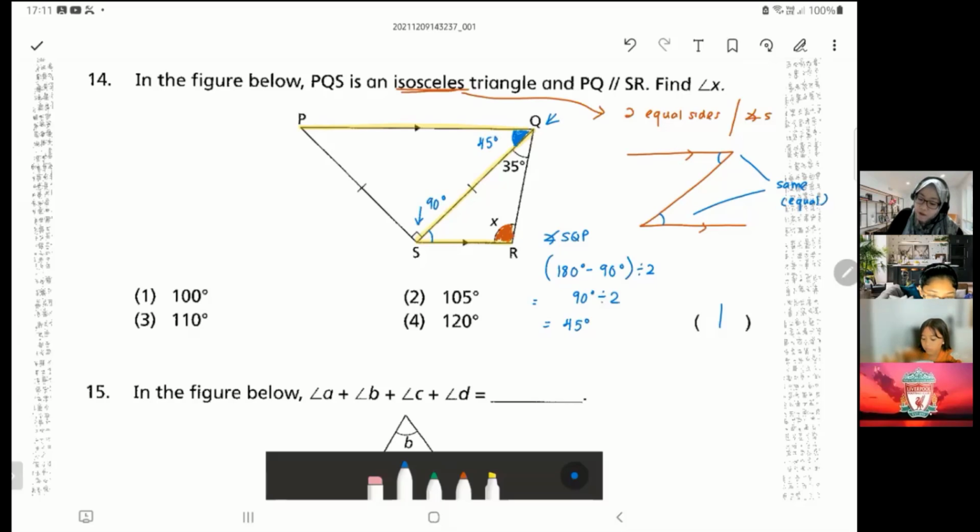So if this is 45 degrees, since it's a Z rule, here is also a blue angle, right? And this is also 45 degrees. Now, can I find my X? I can. I just look at the triangle as sum of angles in a triangle. So angle X is equal to 180 degrees, take away your 45 degrees, take away your 35 degrees, and your answer will be 100 degrees. So, yep, very good. Nuri Nabila is correct.